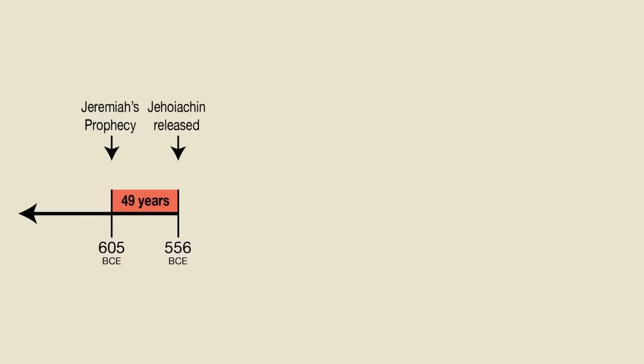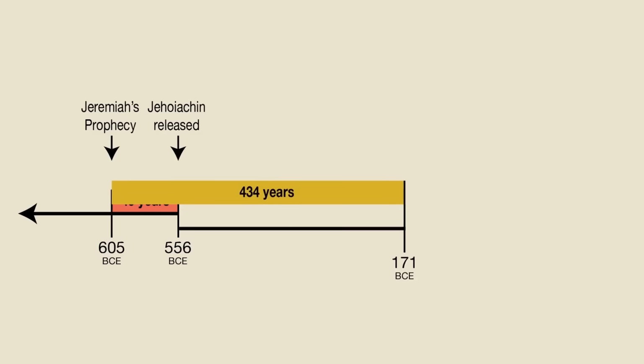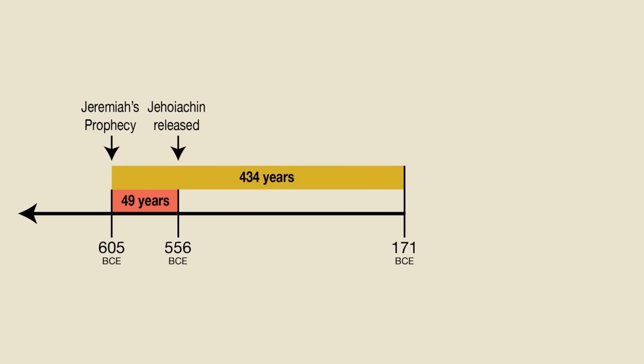Let's now talk about the 62 weeks, or 434 years. Most people assume that the 434 years should come after the 49 years. However, there is nothing in the original Hebrew that requires it to be understood this way. In other words, it could also mean 434 years from the year 605 BCE. This would bring us to the year 171 BCE, which was a very important year indeed.